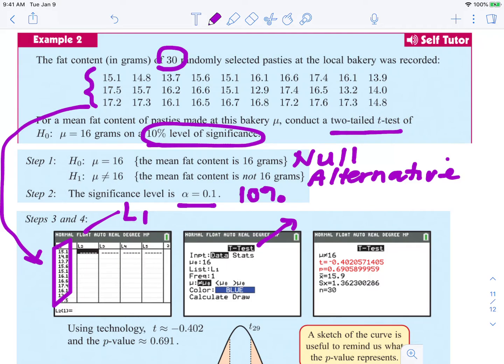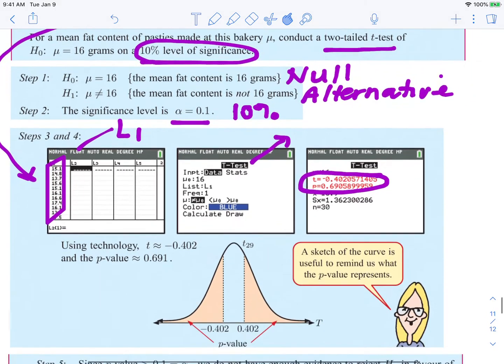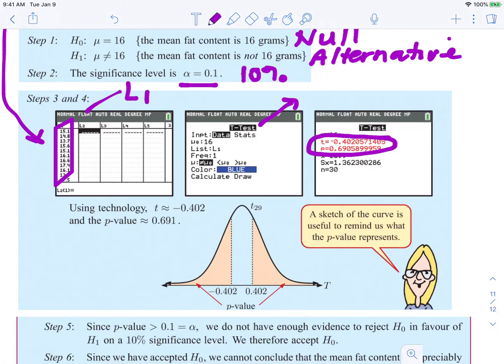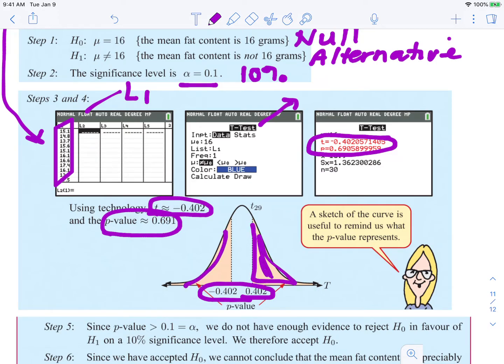And there's a couple important numbers right here highlighted in red. The one number is your t-test value. So that's going to go on your horizontal axis in the positive and the negative. And then you have your p-value next, 0.691. And that's the area under the curve.